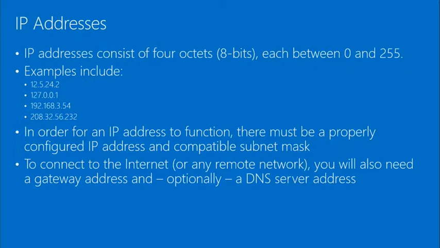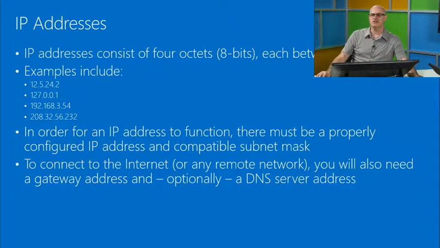So our IP addresses. We've talked previously about MAC addresses, media access control addresses that work at layer 2. IP addresses are addresses associated with the TCP/IP protocol that uniquely identify devices on the network. They consist of 4 octets, 8 bits, between 0 and 255. At what layer? The networking layer. And that would be layer 3 of the OSI model. Awesome. So examples include 125.5.24.2, 192.168.354. So these are just some examples of some different addresses. In order for an IP address to function, there must be a properly configured IP address and compatible subnet mask. To connect to the internet or any remote network, you'll also need a gateway address and a DNS address.